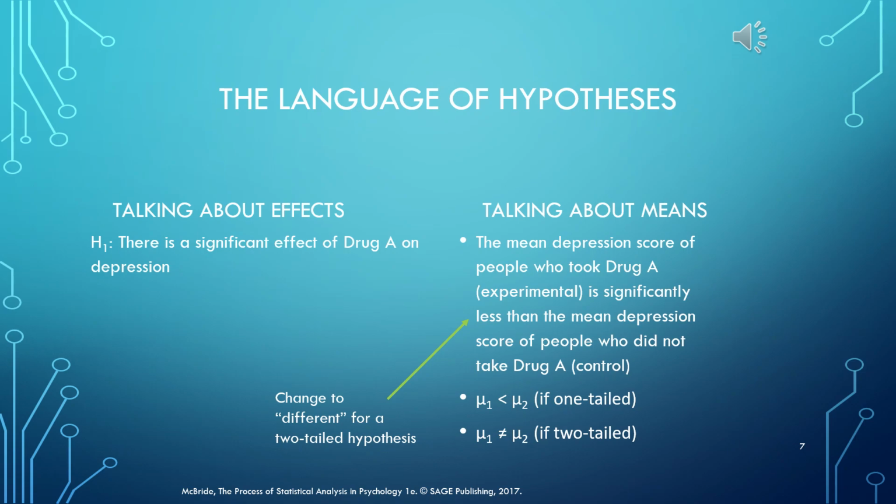You can also represent that mathematically using mu1, the average depression score of population 1, is not equal to, that's the equal sign with a slash through it, the average depression score of population 2, which is the control group. Okay, hopefully that makes sense. Let me know if you have any questions about that for sure.